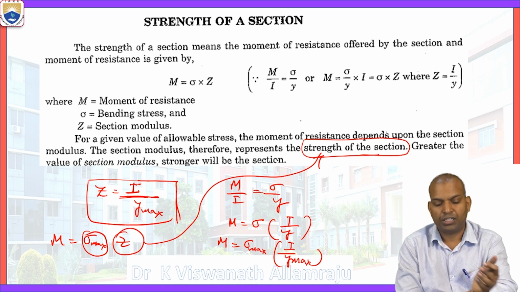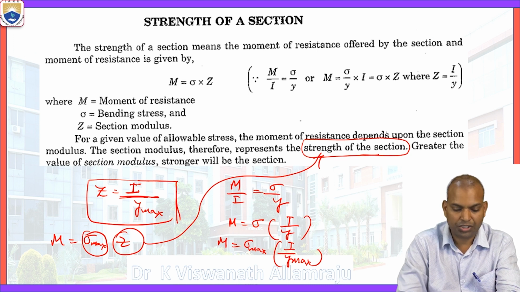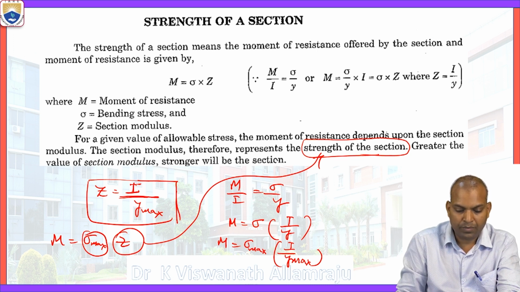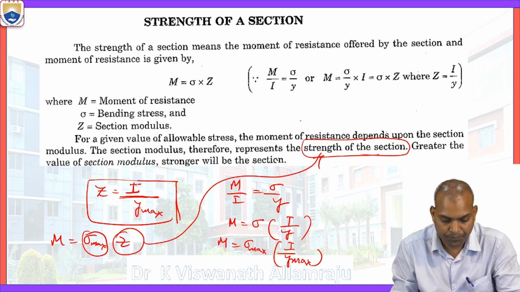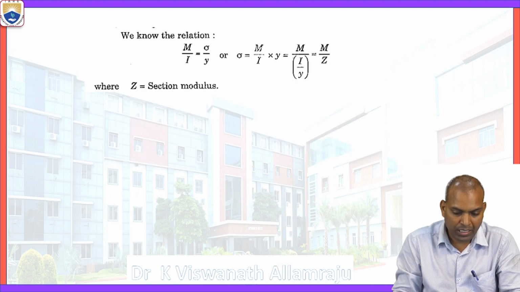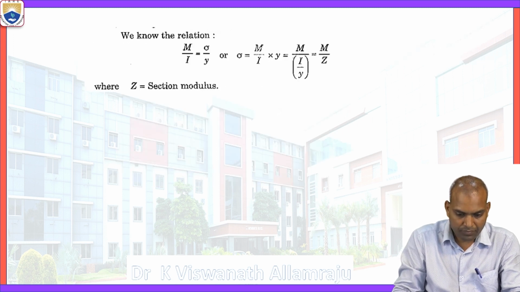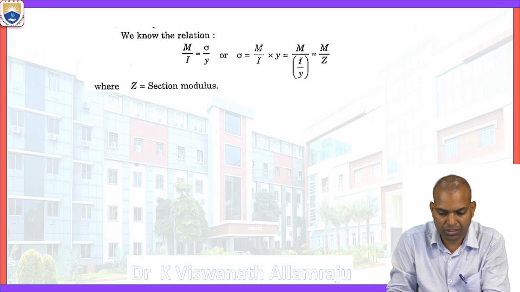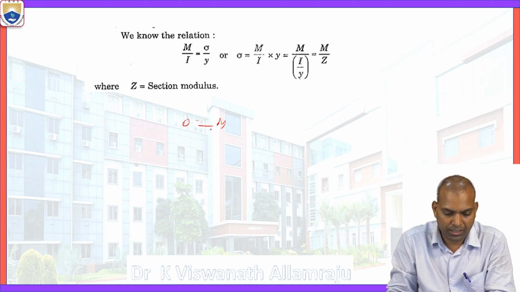So, the greater the section modulus, the stronger will be the section. That is the meaning, the physical significance of section modulus. Now, how to calculate the section modulus of the sections? The section modulus comes from I by Y maximum. That is sigma equal to M by Z, or M equal to sigma times Z.